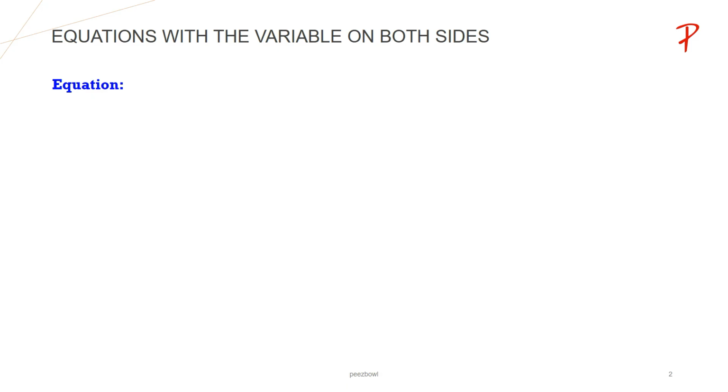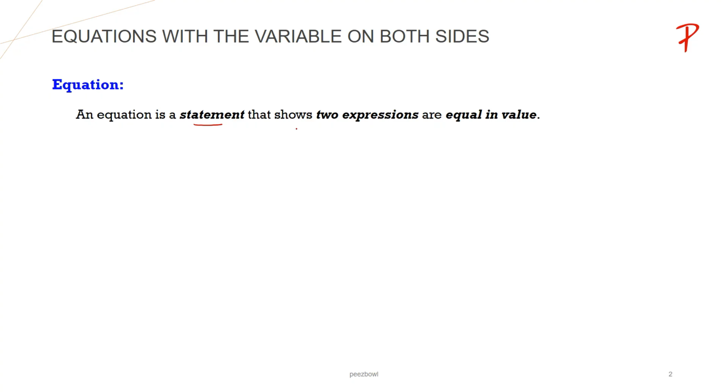Let us first understand what an equation is. An equation is a statement that shows two expressions are equal in value, right? For example, in this equation 3x minus 4 is equal to 11, there is an equal sign, right? Here the left hand side or LHS is 3x minus 4 and it is equal to the right hand side or RHS, which is 11, right?